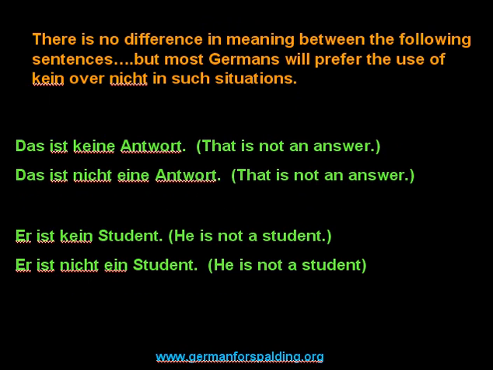There is no difference in meaning between the following sentences, but most Germans will prefer to use the kein over the nicht in such situations. Das ist keine Antwort. Das ist nicht eine Antwort. Both saying basically the same thing. Er ist kein Student. Er ist nicht ein Student. Again, both saying the same things, but you can use kein or nicht, but notice when I use nicht, it's not directly in front of the noun.